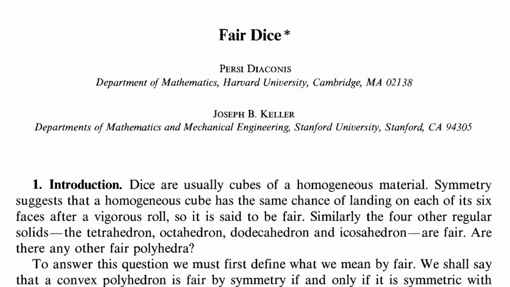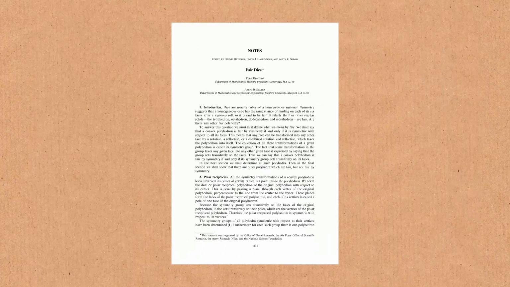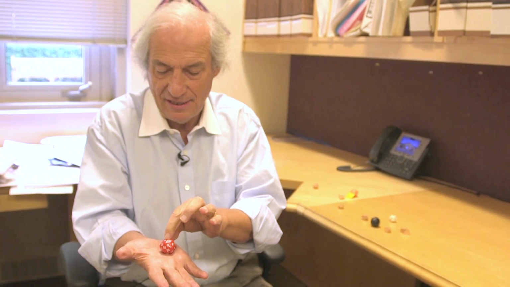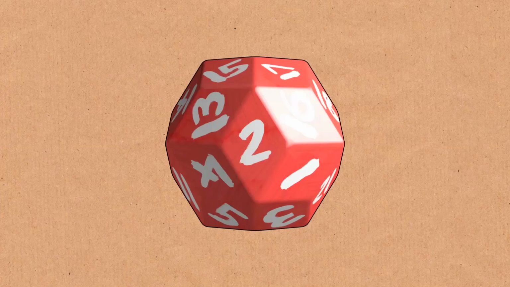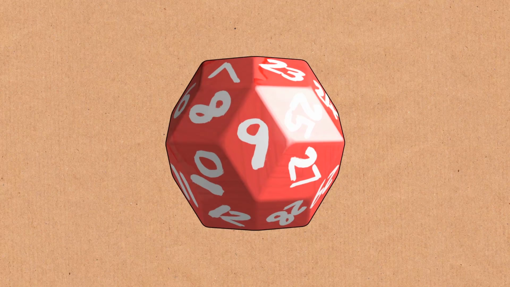Joe Keller and I defined an object to be fair by symmetry if its group of transformations was transitive on the faces. All that means is I can take the die and leave it atom for atom the same, but have any face where this face is. Right now, the 2 is up in the rhombus. I should be able to make the 10 come up by a symmetry and have the die just exactly where it was, but have the 10 up. We defined a die to be fair by symmetry if its symmetries act transitively on the faces, meaning I can take any face to any other face.